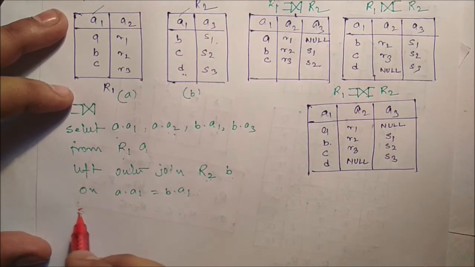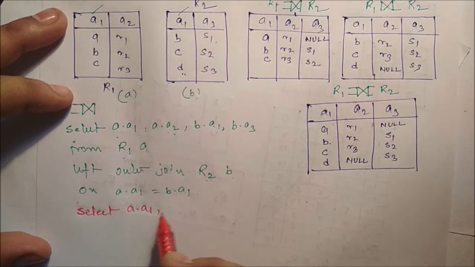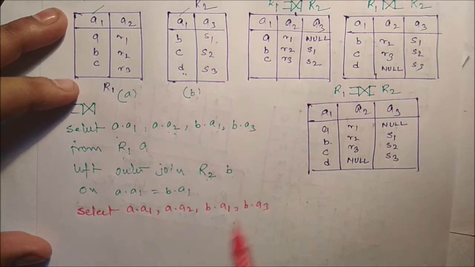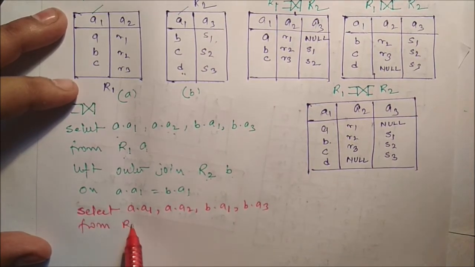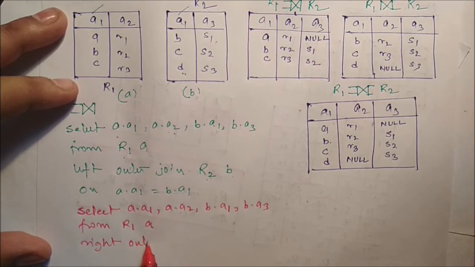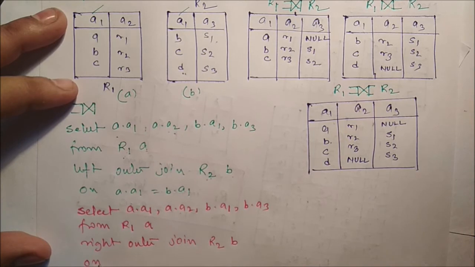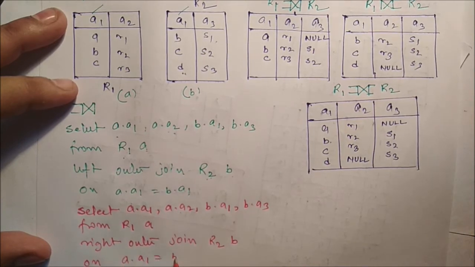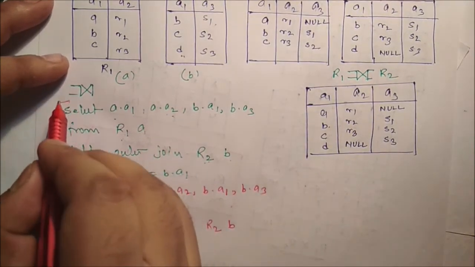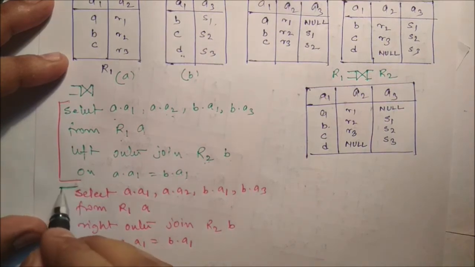So here you have to write select, same A.A1, A.A2, B.A1, B.A3 from R1 A, renaming, right outer join R2, renaming B, on condition is what? A.A1 is equal to B.A1. Okay, so this is our left outer join and this is our right outer join.